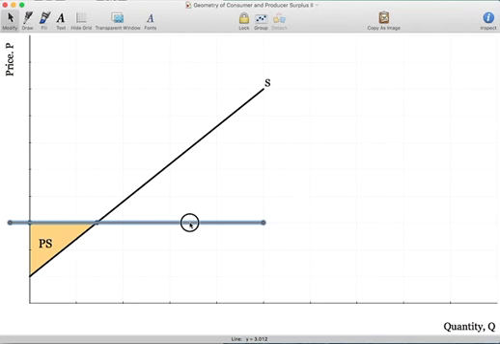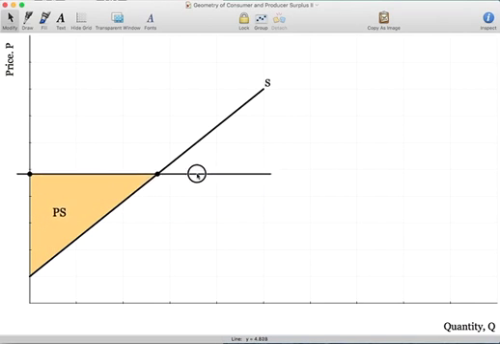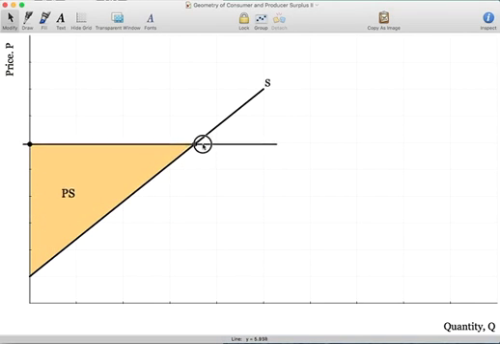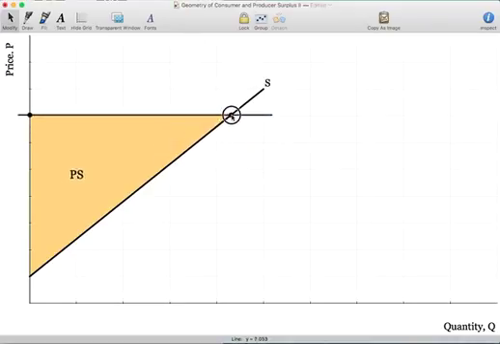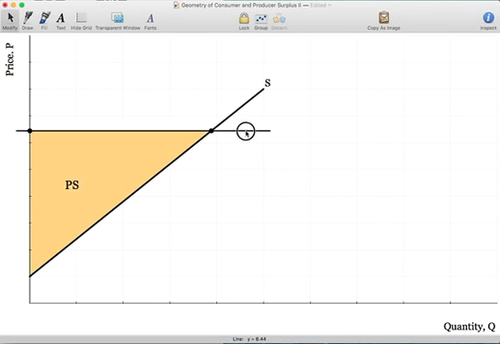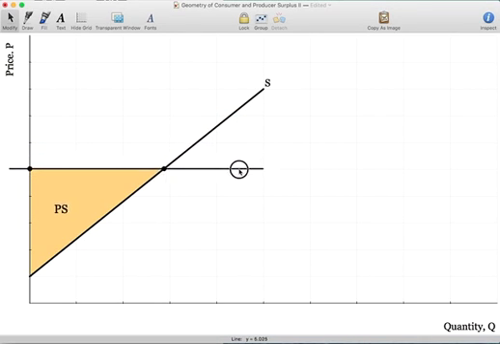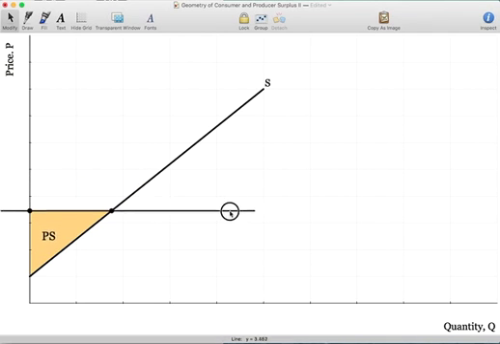If we see prices increasing, you can see here quite easily that producer surplus is going to increase. So there's a positive relationship between producer surplus and prices. As prices go up, producer surplus increases. And conversely, if we were to see falling prices, we see that the area of producer surplus is shrinking.